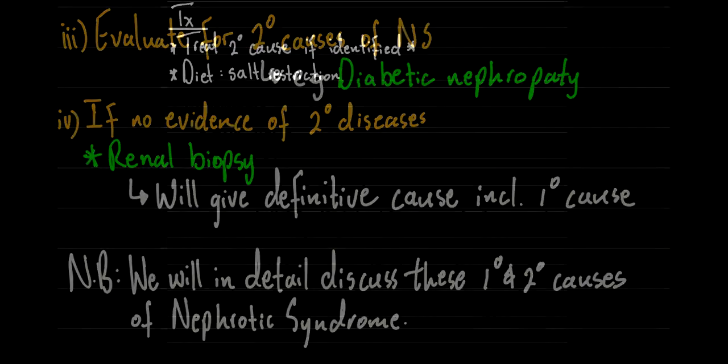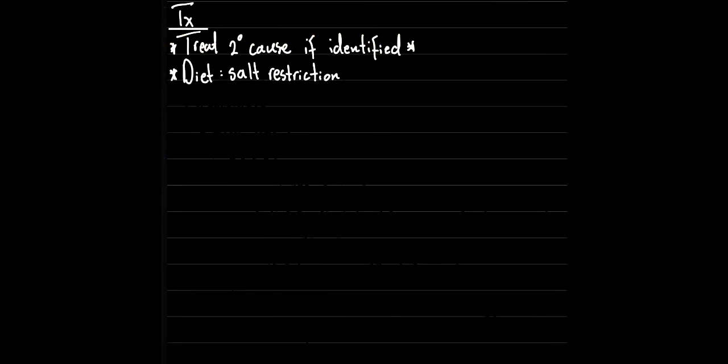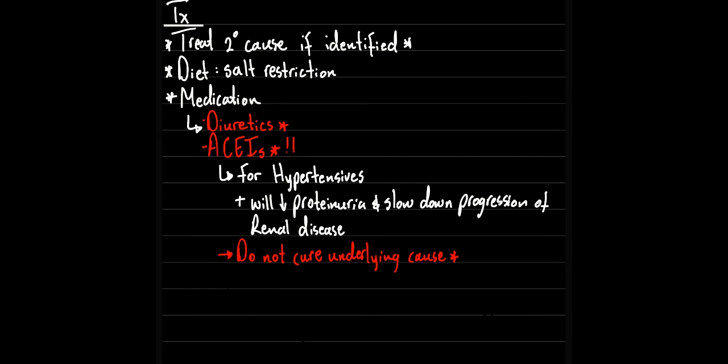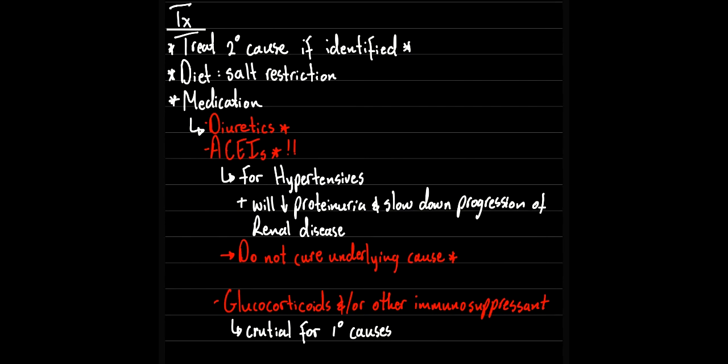So for management, secondary causes are treated accordingly and lifestyle modification for salt restriction and water restriction. For pharmacotherapy, diuretics are used to decrease the edema. ACE inhibitors are very important because they not only treat hypertension, but will decrease proteinuria and slow down the progression of renal disease. But it is important to remember that they do not cure the underlying cause. ARBs can be used if ACE inhibitors are contraindicated. Glucocorticoids or immunosuppressants are used in primary etiologies, which we will discuss in future videos.